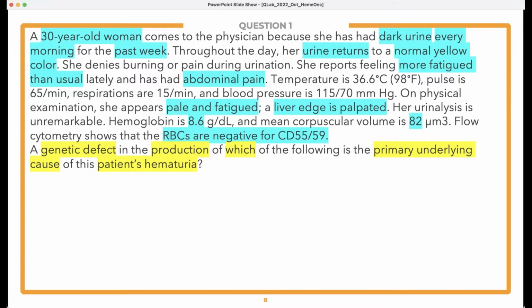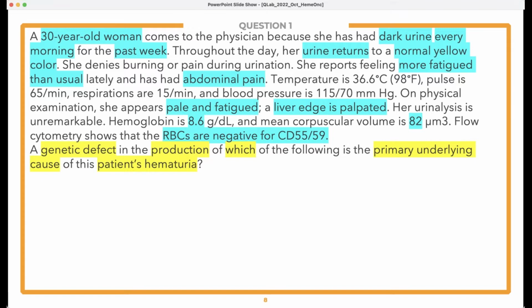Then they usually tell you, why are they coming into the hospital? Why are they seeing the doctor? In this case, it's because of dark urine every morning, okay? So that's what we call presenting signs and symptoms, and you want to make note of that, okay? Sometimes, like in this question, they'll tell you how long it's been going on for. In this case, it's been going on for the past week. So that gives you a sense of, is this more of an acute issue or more of a chronic issue? And that can also help clue you in as to what's going on, okay?